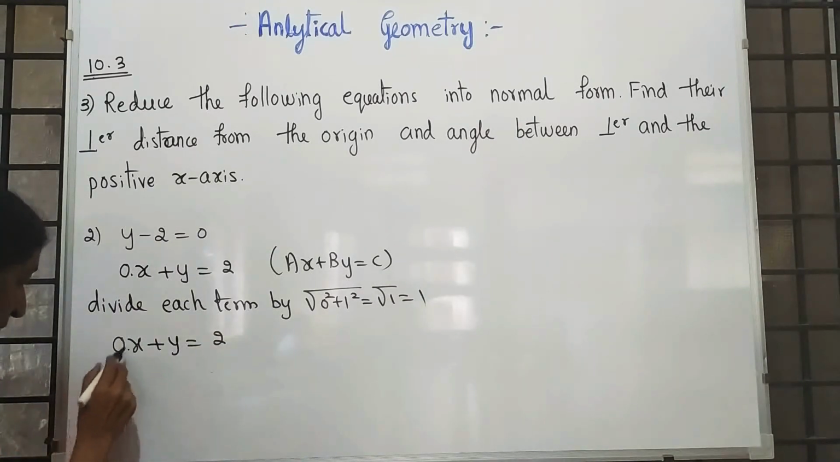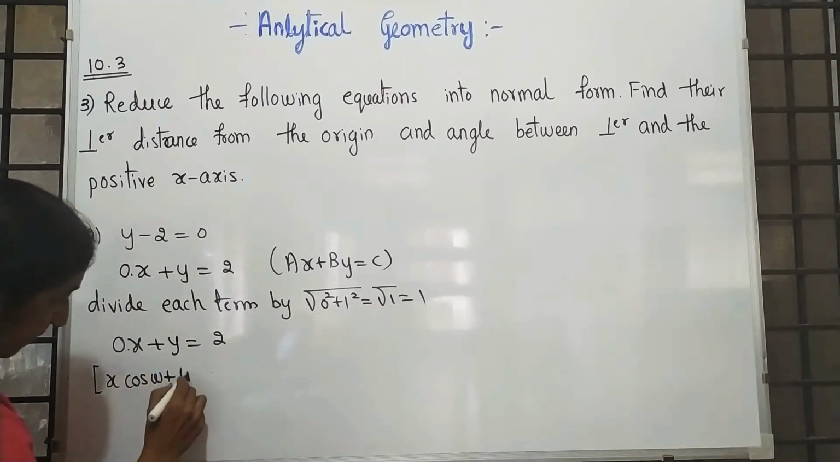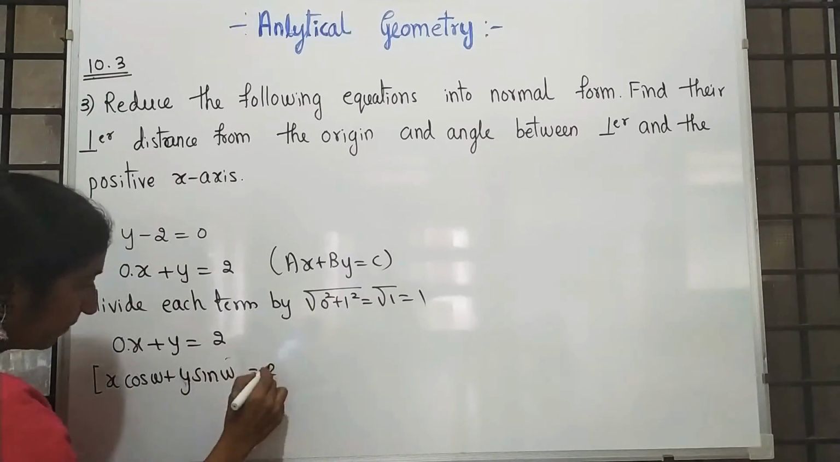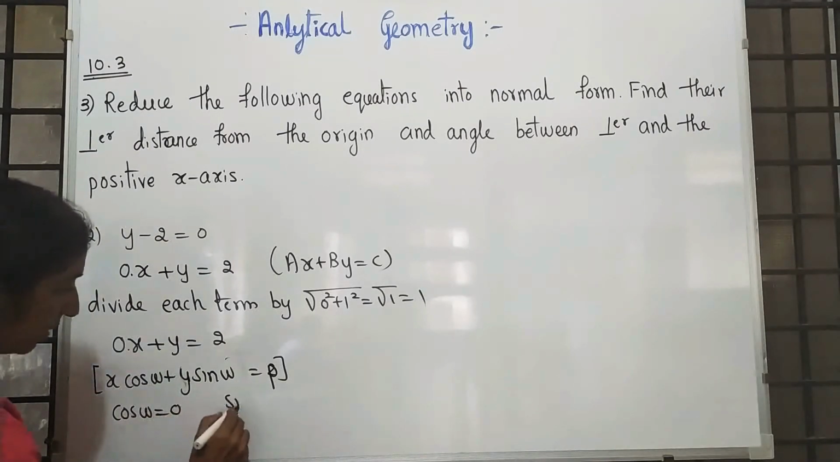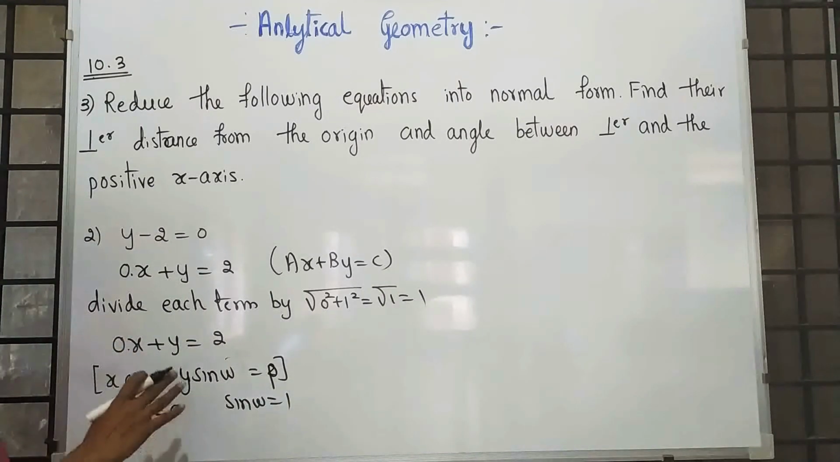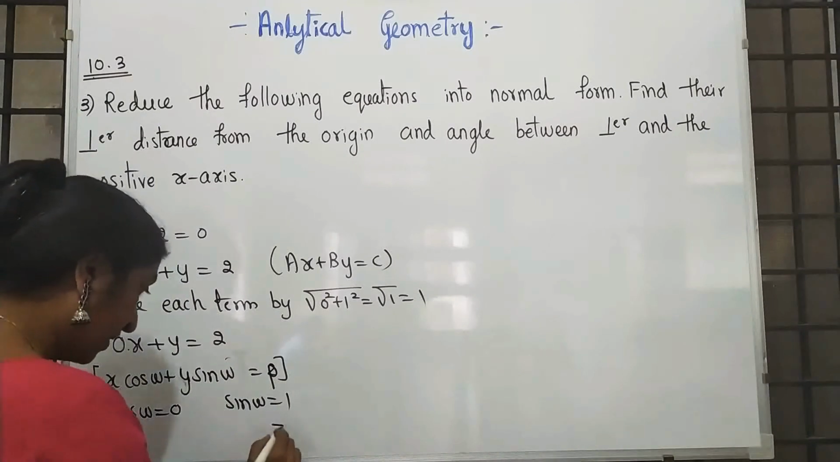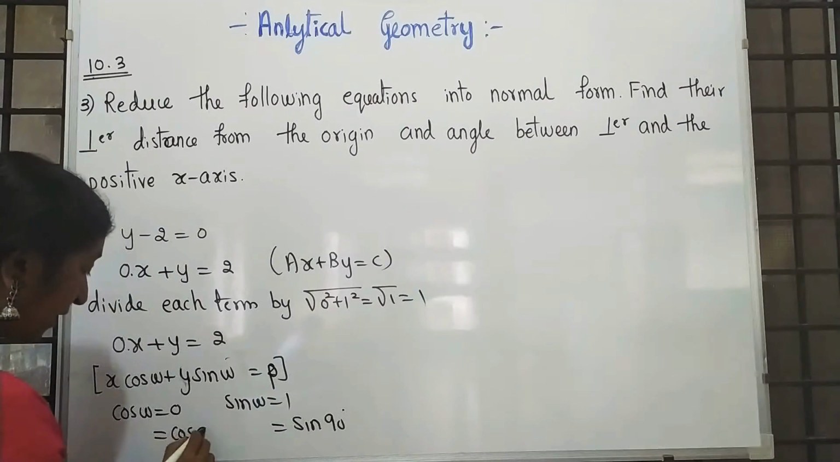Comparing with, now we have to write it in the form of x cos omega plus y sin omega is equal to p. What is the cos value? It is 0 and sin will be 1. It is very standard if you know the table perfectly. For what value of sin do you get 1? Yes, it is sin 90 degree. And for cos 90 degree it is 0.